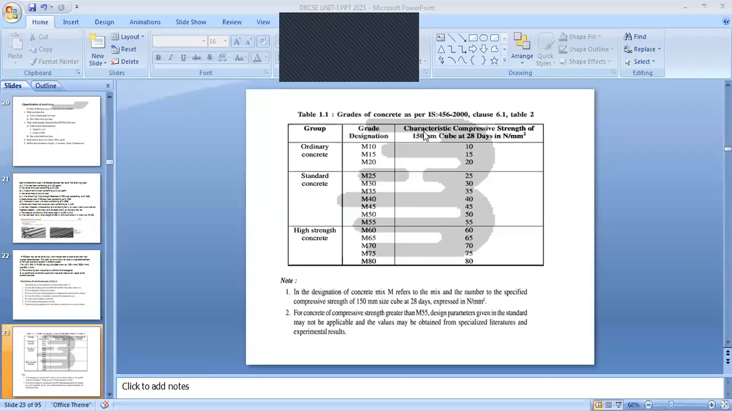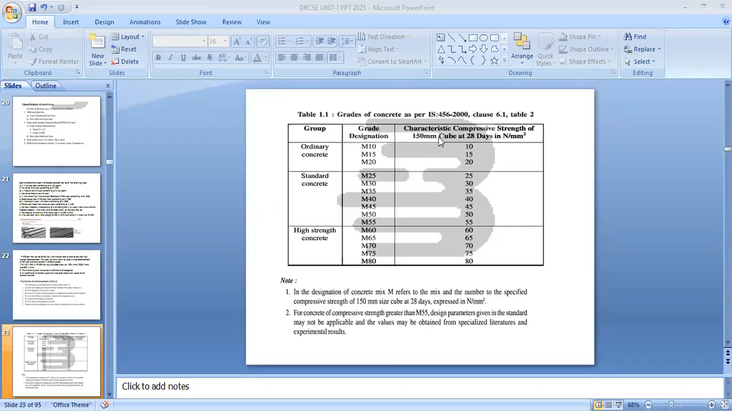For the concrete, we prepare a cube of 150 mm by 150 mm size. After preparing the cube, we keep it immersed in water for up to 28 days. After 28 days, we take the cube and test how much load it takes. Based on that value, the grade of concrete is separated.